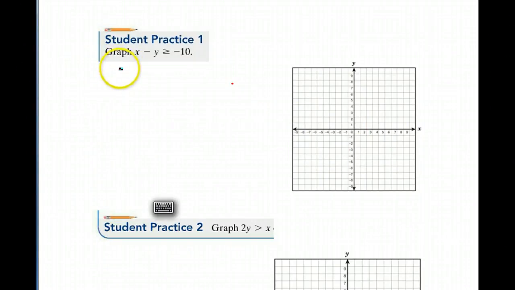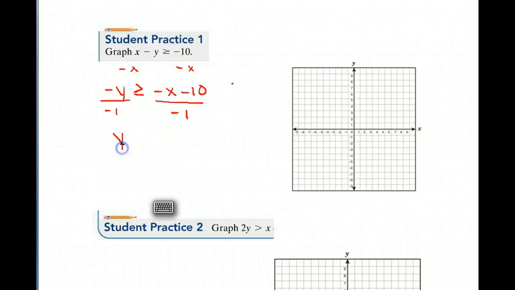So the first thing that we need to do is start by subtracting x from both sides of the inequality. That is going to leave us with negative y is greater than or equal to negative x minus 10. Next, we want to divide both sides by negative 1. Please don't forget the rule that tells us that if we divide or multiply an inequality by a negative, we must reverse the inequality symbol. So that reverses it from greater than to less than or equal to.